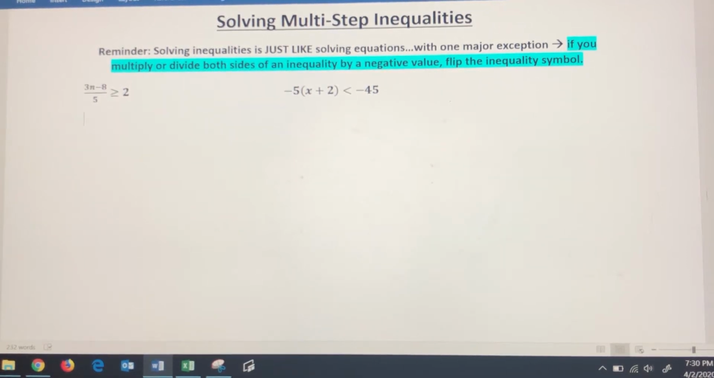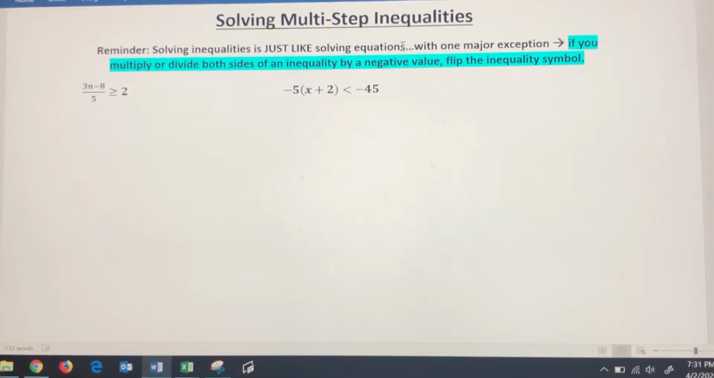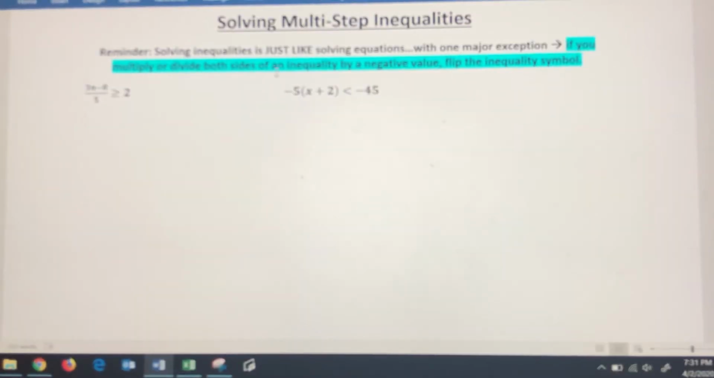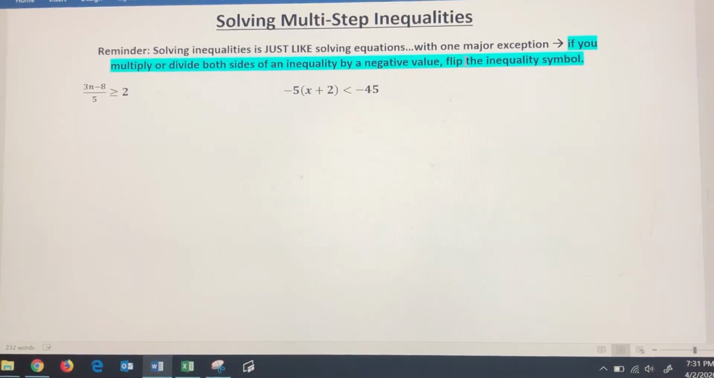All right, one last video on solving inequalities. This one's going to be multi-step inequalities. There's going to be 3 examples. You only see 2, but this one's going to show up in just a little bit. Just again, reminder, solving inequalities is just like solving equations. One major exception: if you multiply or divide both sides of an inequality by a negative value, you are forced to flip the inequality symbol.